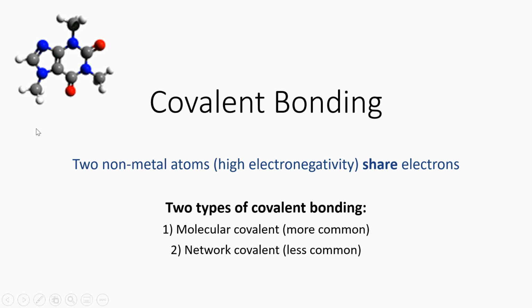All right, covalent bonding is our last type of bonding. So we've gone over ionic, metallic, and then covalent. Covalent bonding is when you combine two or more nonmetal atoms, which have high electronegativity, and they're going to get together and share electrons. And there's two types of covalent bonding. You can have molecular covalent or network covalent. Molecular covalent is the one that's much more common, that we will more often run into.